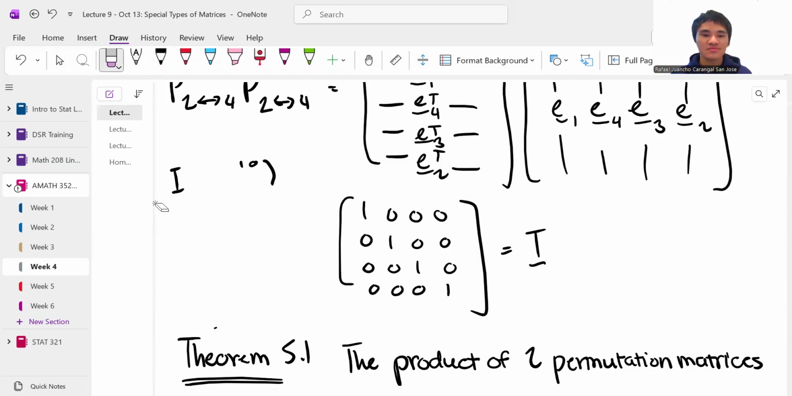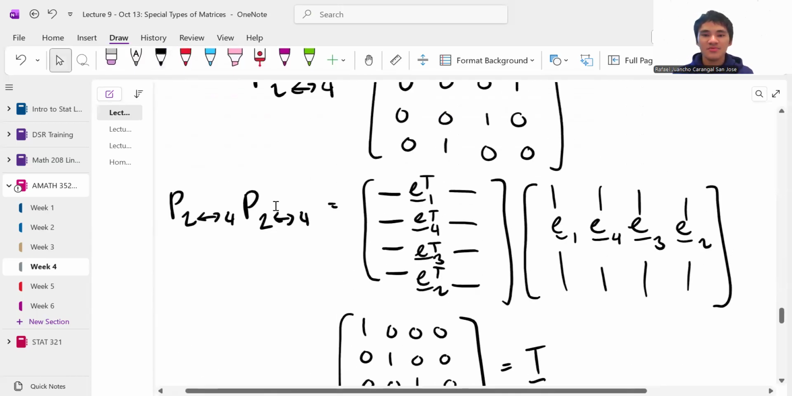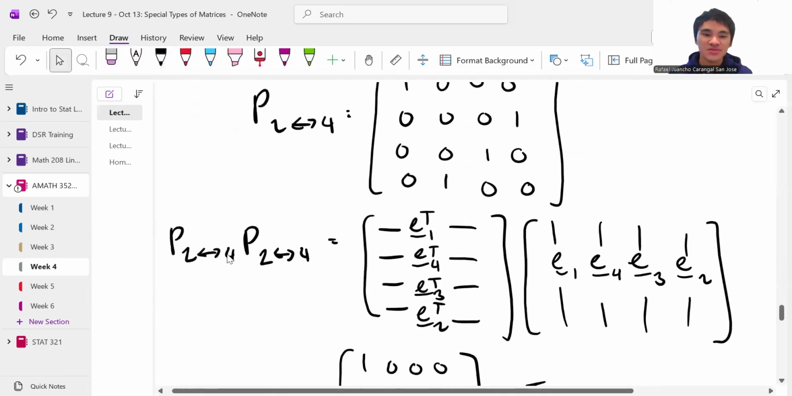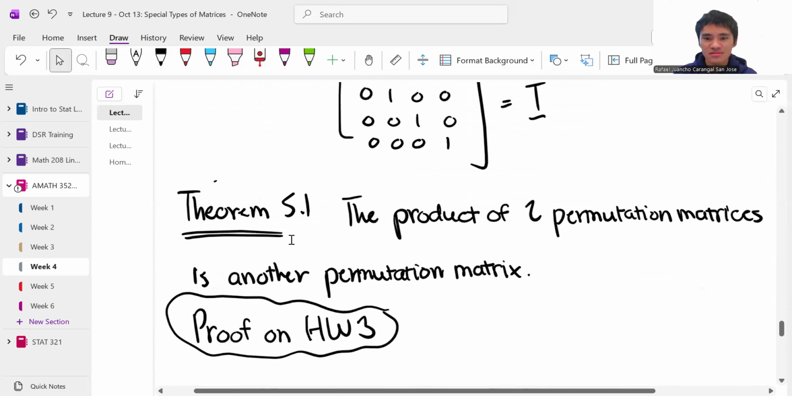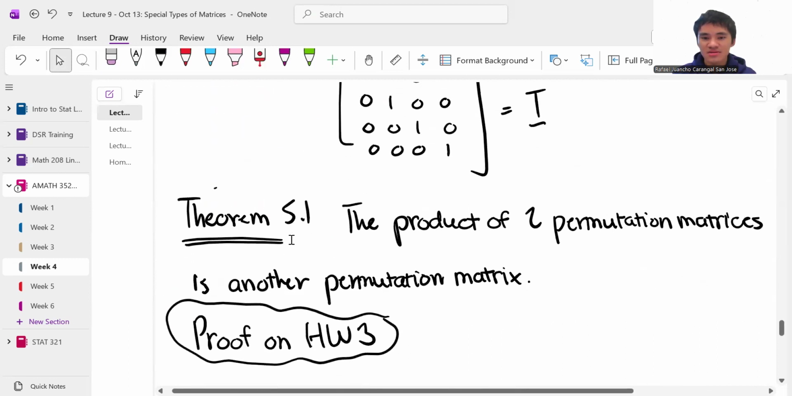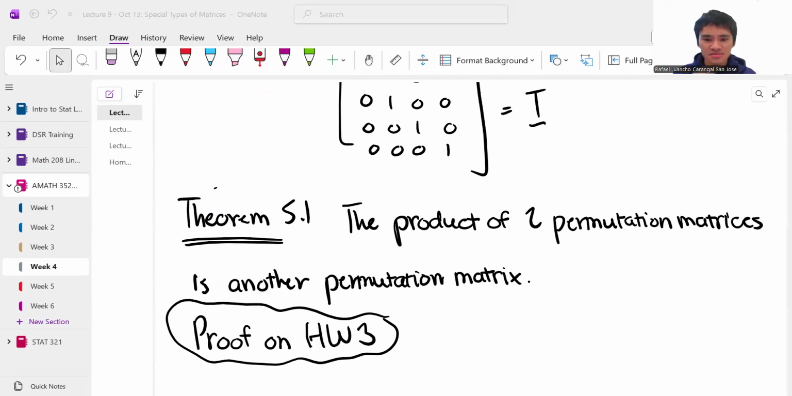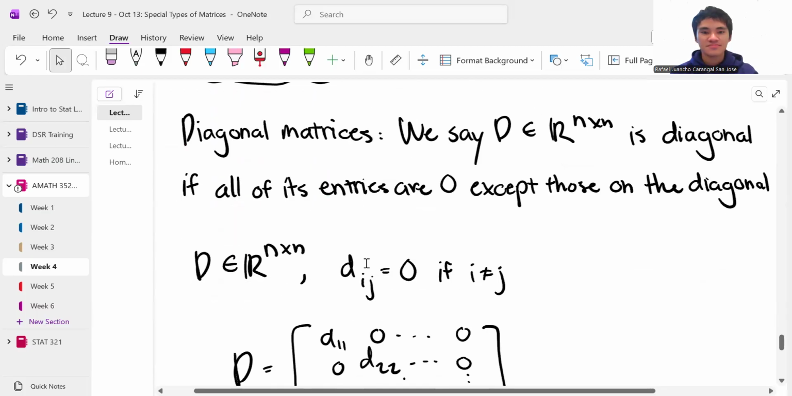Now there was an error here somewhere. I just don't remember. When we multiply a permutation matrix where the rows have been switched with that same permutation matrix, we're going to get the identity back. And so the product of two permutation matrices is another permutation matrix. And there's a proof in the third homework, which we're going to go through. So that's a permutation matrix.